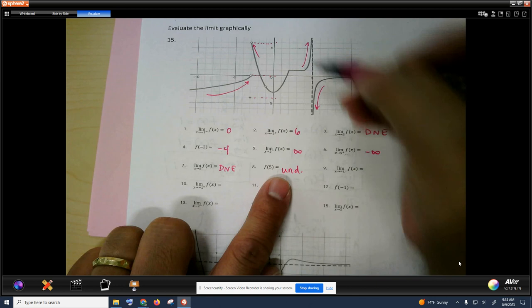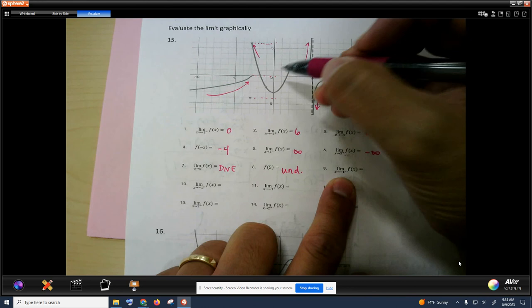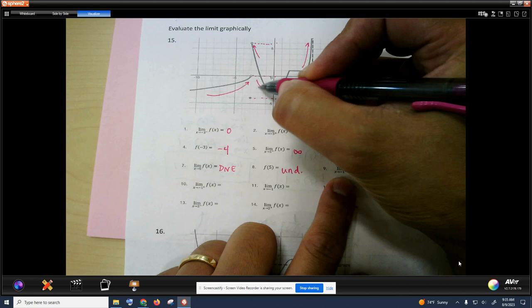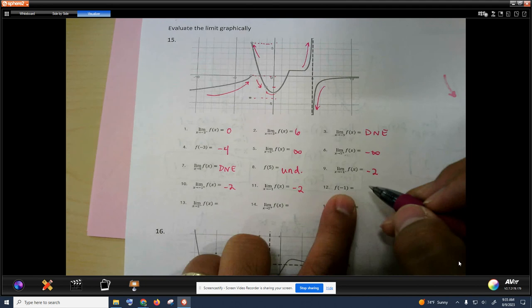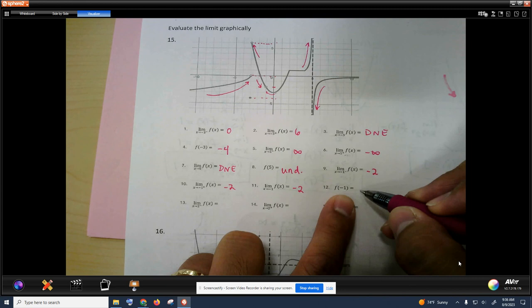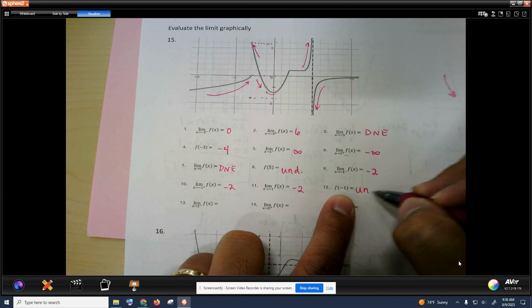Okay, let's check at negative 1, so we're going to go to negative 1. It's this situation right around here. From the left, that goes to negative 2. From the right, that also goes to negative 2. So the limit exists, it goes to negative 2. The value, though, at negative 1, what would you say? Open dot means there is also no x equals negative 1 defined.